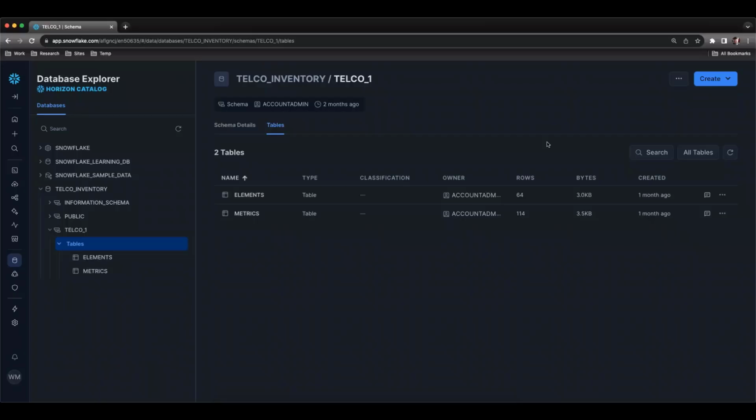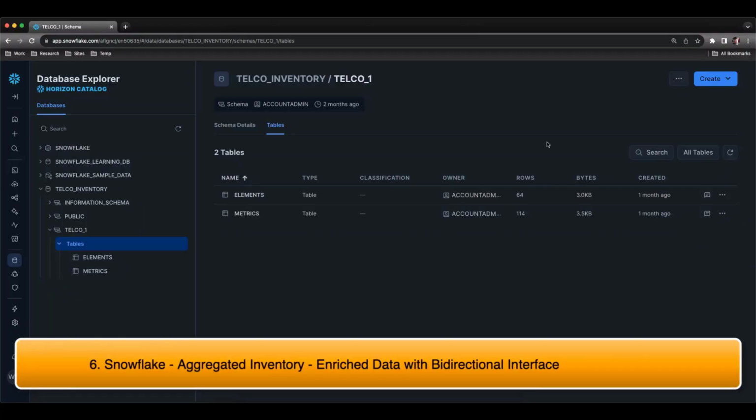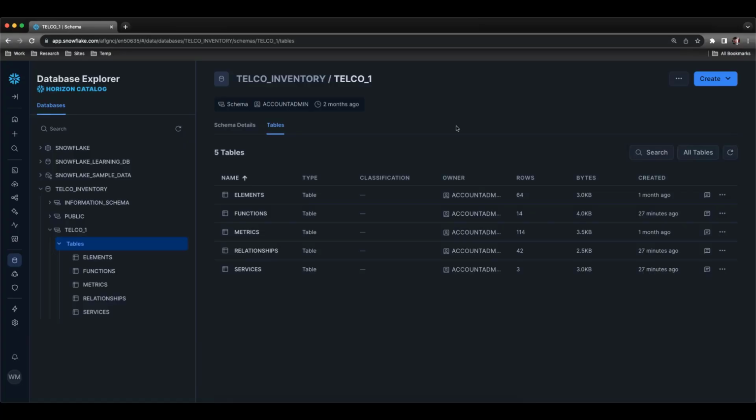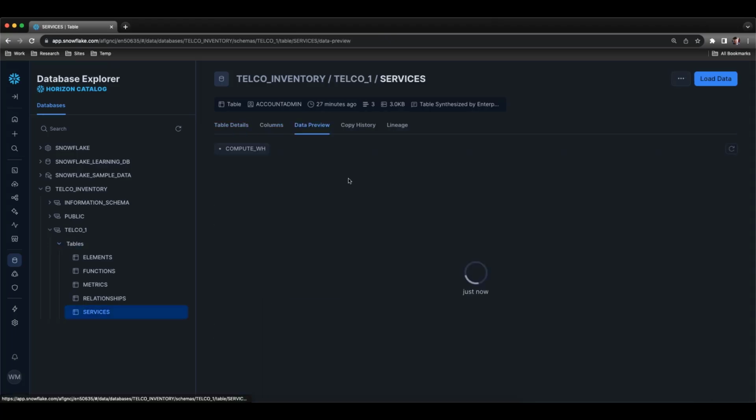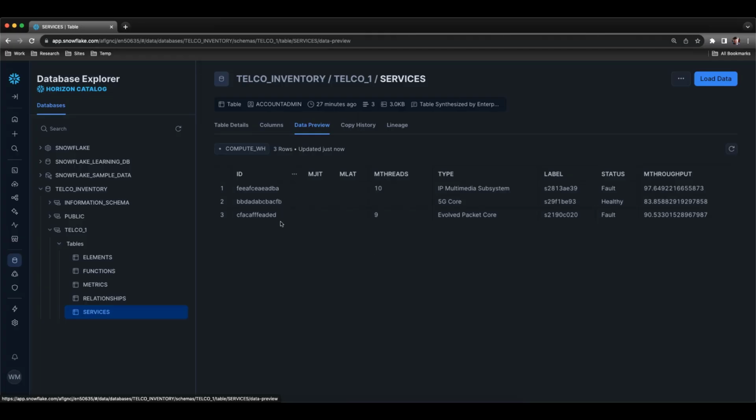Now returning to the Snowflake view, note that the interface is bidirectional. If we update here, we'll see the additional tables that were all inserted here, services, metrics, etc. We can drill in on the details if we want and see those services that we just saw a moment ago in the EnterpriseWeb inventory, including their types and additional information here.